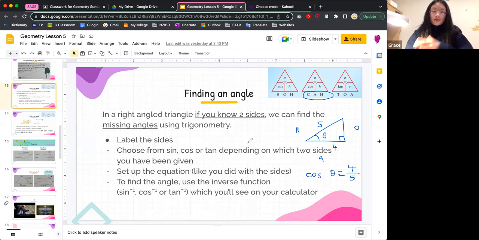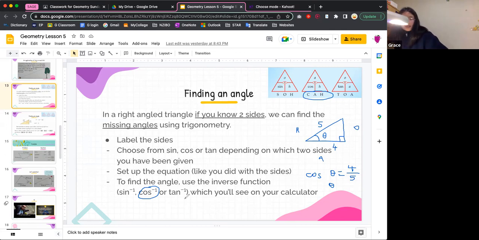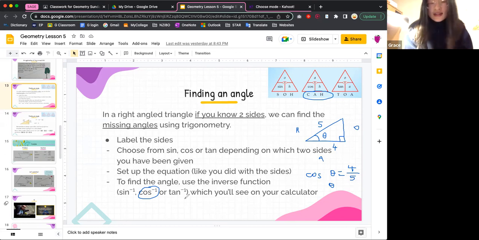Now here comes the trick. We want to find the angle, right? But we've got this cos over here. To get rid of cos, we can use the inverse function. This is called cos inverse, and you'll see it on your calculator. You might have to press the shift button and then press cos.